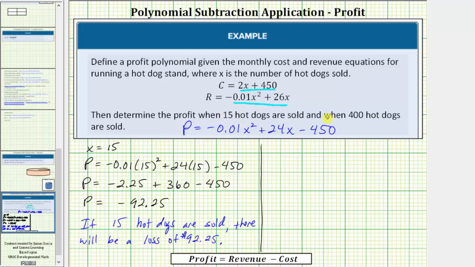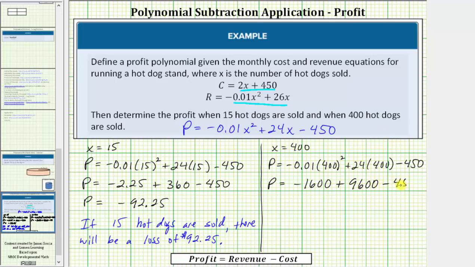And now to determine the profit when 400 hot dogs are sold, we'll determine p when x equals 400. So we'd have p equals negative 0.01 times 400 squared plus 24 times 400 minus 450. Simplifying, we have p equals 400 squared times negative 0.01 is equal to negative 1,600. Plus 24 times 400 is equal to 9,600.